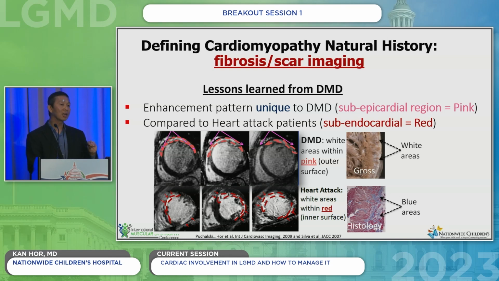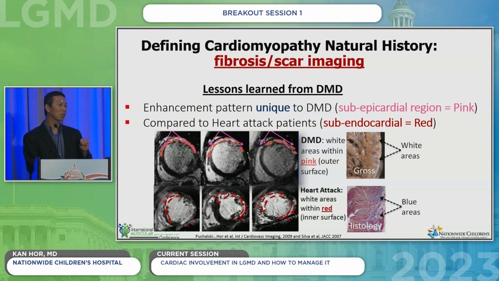It's the early sign of cardiomyopathy. Neuromuscular disease has a very unique pattern where it's subepicardial, which is on the outer surface of the heart, compared to a heart attack patient, where it's on the inner surface of the heart, which we call endocardial. You can see that in the top, what we call the gross specimen, it's the white areas, and in the histologic stain, it's the blue area here. That's evidence of scar formation in your heart. That is the first evidence of disease.